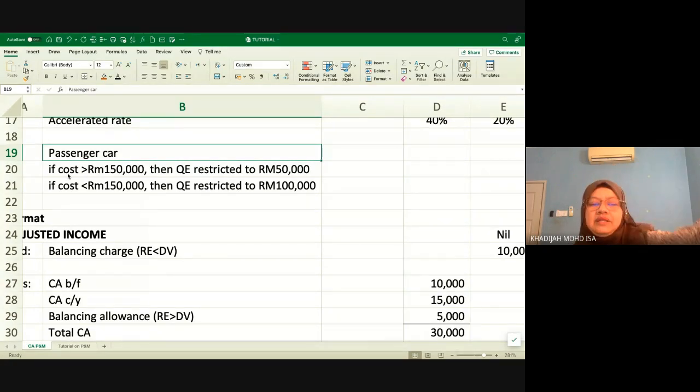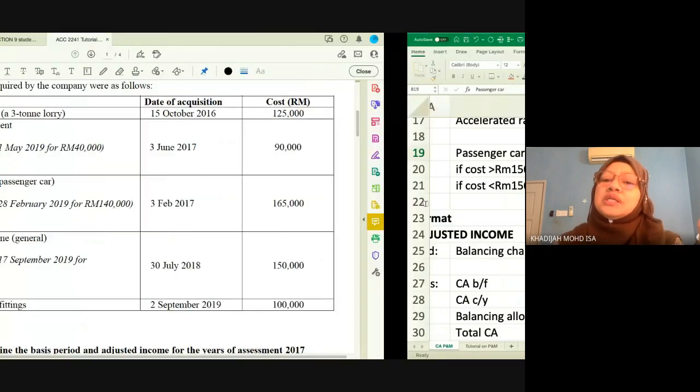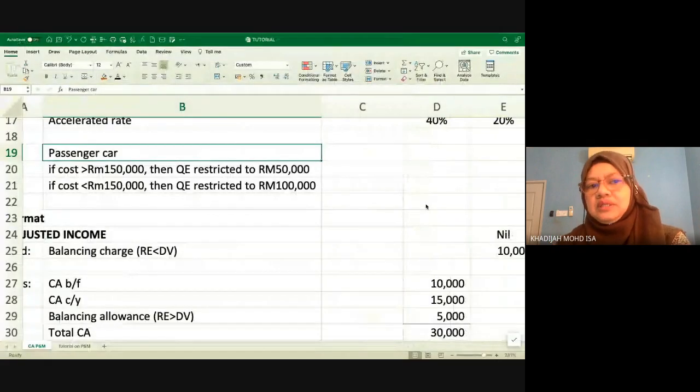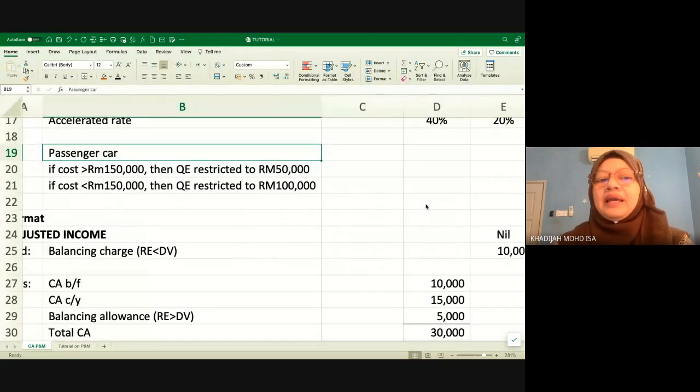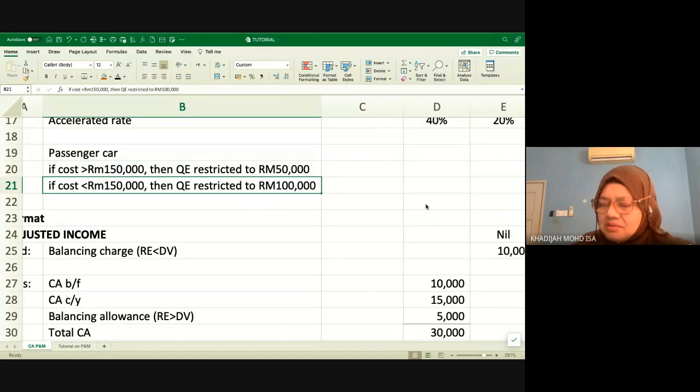So it means that if you purchase a motor vehicle, in this case a passenger car, that costs 165,000, the QE is only 50,000. It's restricted. But if the cost is less than 150,000, for example you purchase a car that costs 120,000, then the QE is restricted to 100,000. But if the car is 80,000, then the QE is also 80,000, as long as it does not exceed 100,000. The QE cannot exceed 100,000.